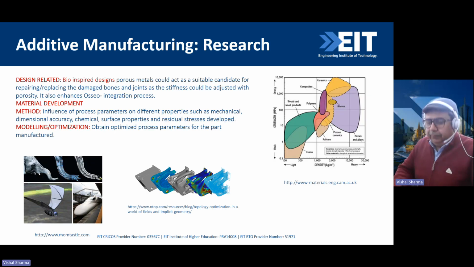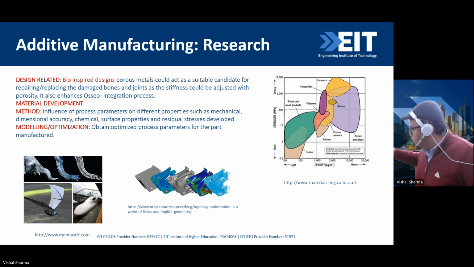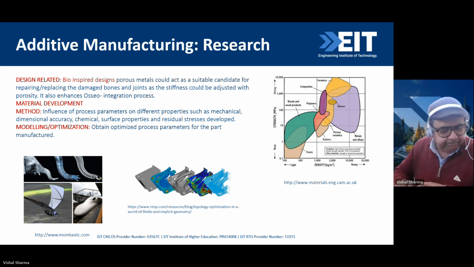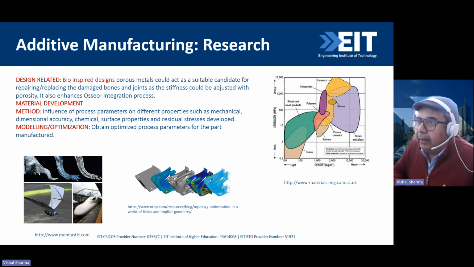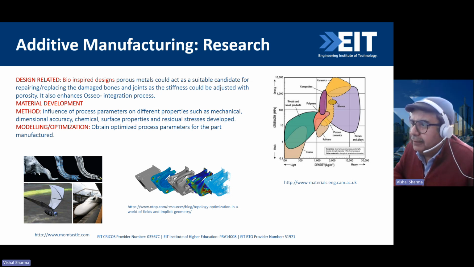All right, now coming to some research aspects in additive manufacturing. In additive manufacturing, as I said, there are three parts. First part is design. You can do something in design. Second is related to material. Definitely you can do something there. And then method, which technology you're using. You can definitely do something there. And above all, you can definitely do something about modeling.